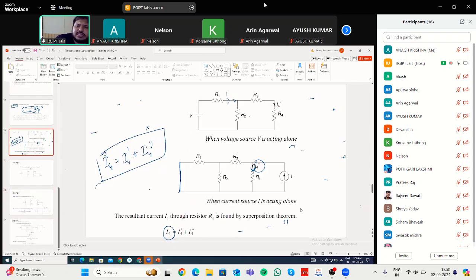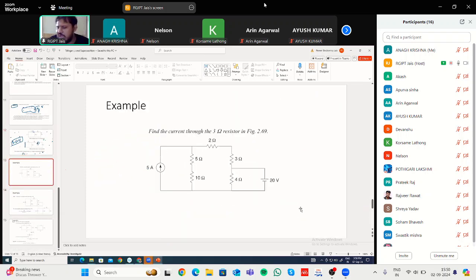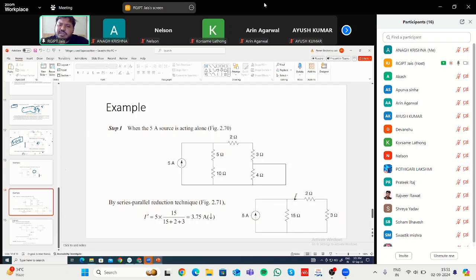Okay, so let us see this example. It is asked to find out what is the current flowing through this 3 ohm resistance, 4.75. It has two sources. One is a 5 ampere current source, one is a 20 volt voltage source, and some resistances are there. So first we'll deactivate, let us say, the voltage source. Deactivating the voltage source means replacing it with a short circuit. So that's what has been done here.